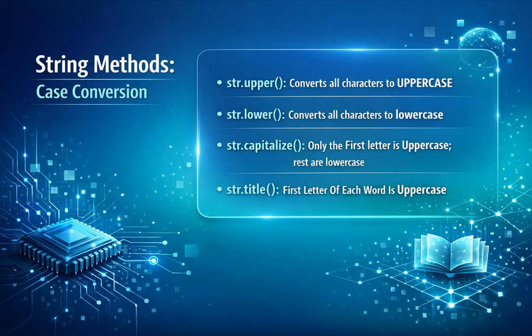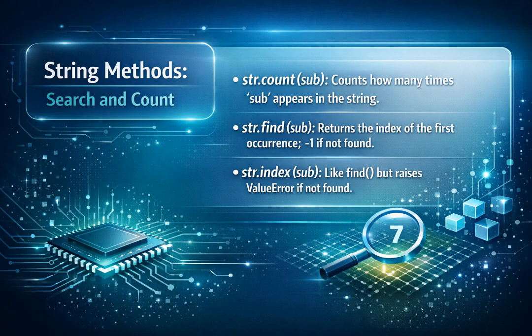Python's string methods make text processing very powerful. The upper method converts all characters to uppercase, while lower converts to lowercase. The capitalize method makes only the first letter uppercase, and the title method capitalizes the first letter of every word. For searching within strings, count returns how many times a substring appears. The find method returns the index of the first occurrence and returns -1 if not found. The index method works the same way, but raises a ValueError if the substring is absent.